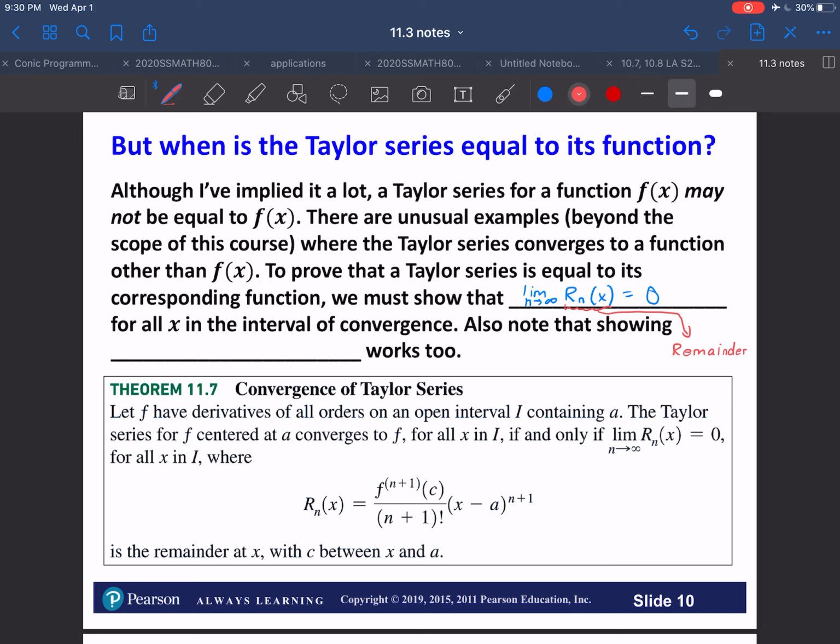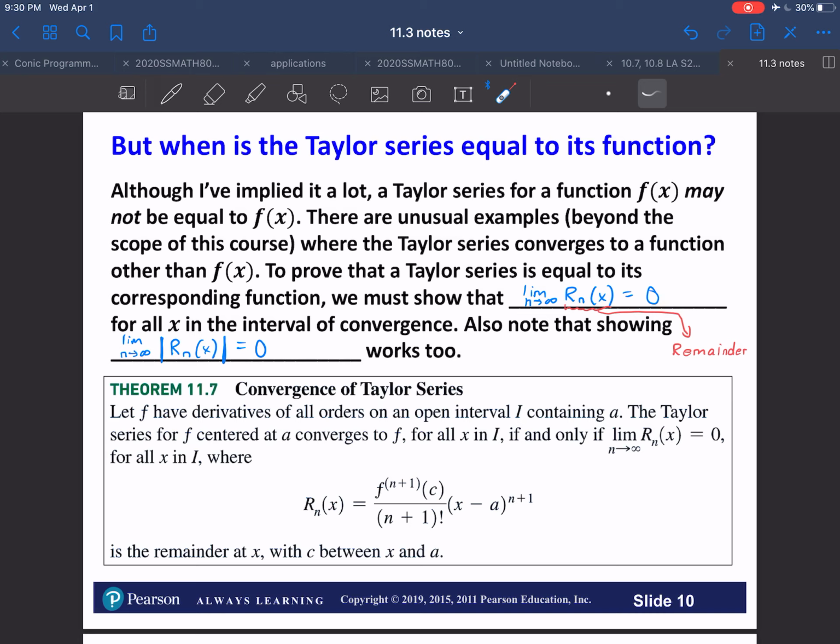Also note that if we were to instead show that the limit as n approaches infinity of the absolute value of R_n of x equals 0, that would work as well. And in fact, we'll do an example in a little bit that demonstrates this. All right, so let me just read through this theorem with you. Basically, it's what I've said already.